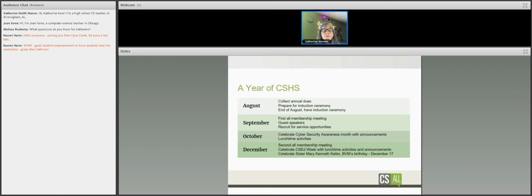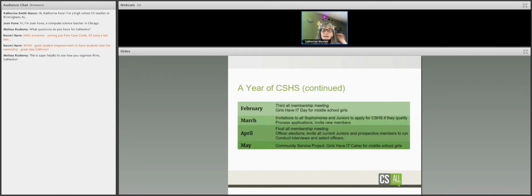It's great. In October, we celebrate Cybersecurity Awareness Month. We have some lunchtime activities. The girls go on the announcements, some hoopla. In December, we have our second membership meeting and celebrate Computer Science Education Week. If you're not a part of that, I strongly encourage you to consider celebrating Computer Science Education Week. We had a cakewalk where we celebrated Sister Mary Kenneth Keller's birthday at the same time, and it was a lot of fun.